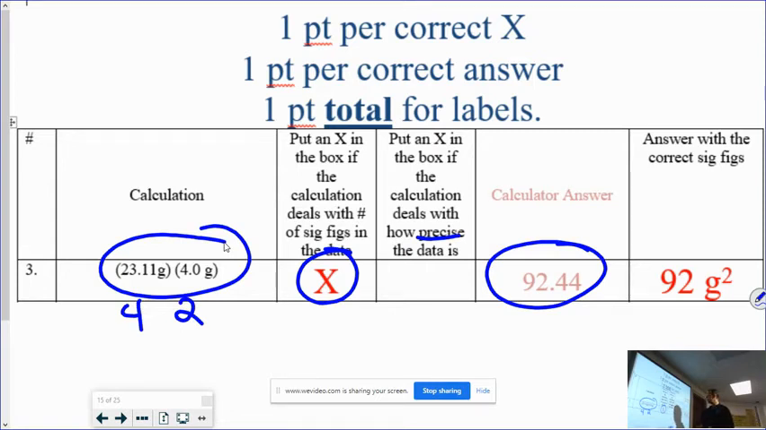Our answer can only have 2 sig figs. So we have to write this number with 2 sig figs, and we correctly do it over here with the correct label on it. Again, make sure you're pausing the video, trying the problems first, and then play the video to see if you did it correctly.